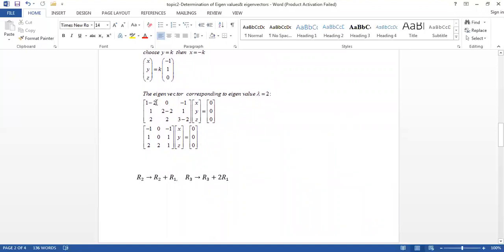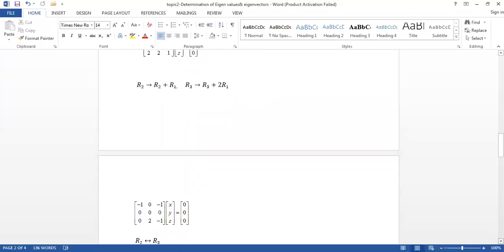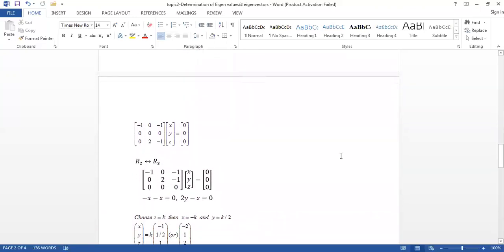So subtract 2 from the diagonal elements of A. We will get the matrix with rows (1 minus 2, 0, minus 1), (1, 2 minus 2, 1), (2, 2, 3 minus 2) times (x, y, z) equals the null matrix (0, 0, 0). Now convert the coefficient matrix to echelon form. So R2 becomes R2 plus R1, R3 becomes R3 plus 2R1. That gives the rows (minus 1, 0, minus 1), (0, 0, 0), (0, 2, minus 1).